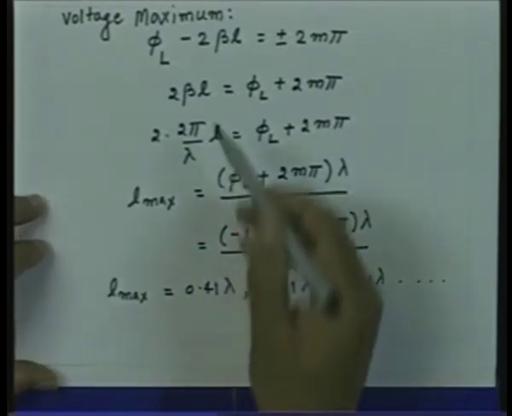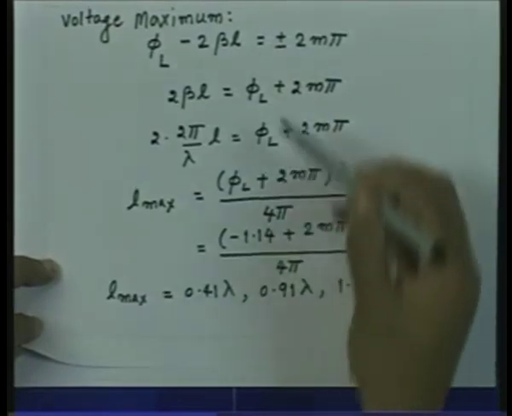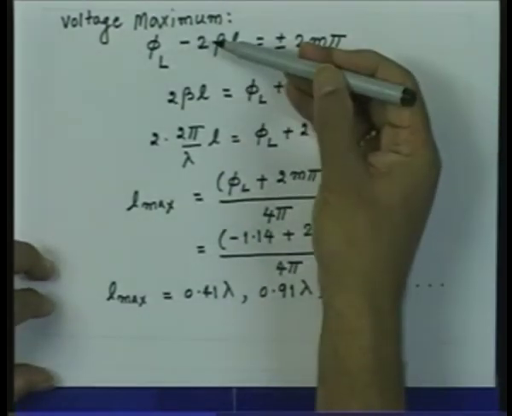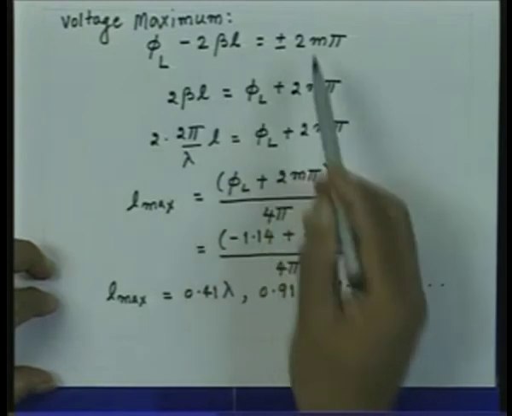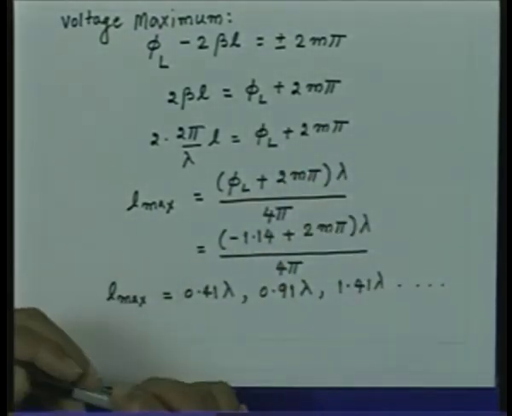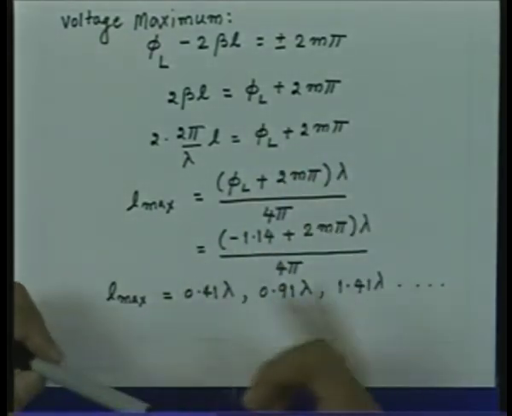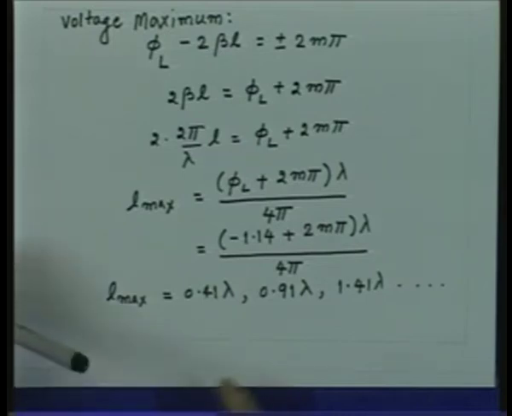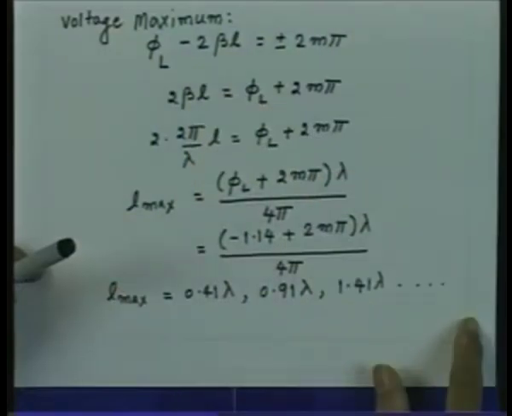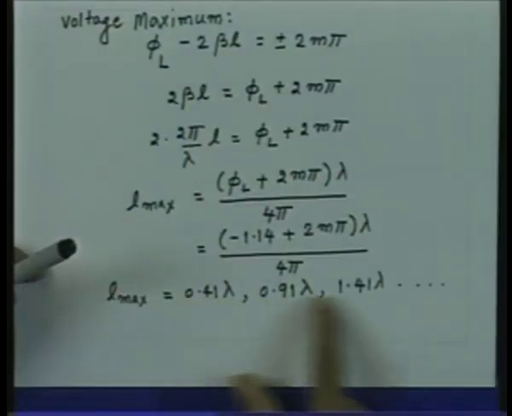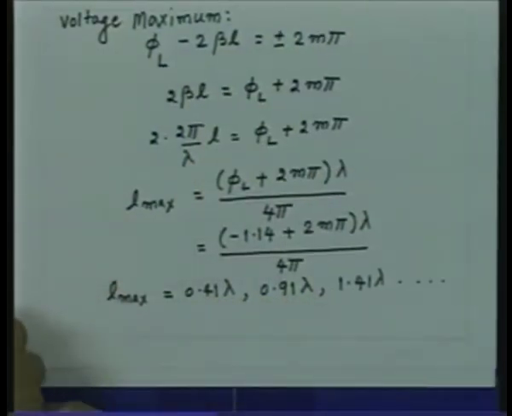To find out the current maximum: it occurs where voltage is minimum. That means when the phase creates destructive interference. Either we can go by that argument or we can say that the current maximum and voltage maxima are shifted by a distance of lambda by 4. So, if I add lambda by 4, or 0.25 lambda, to all these values, I will get the location of the current maximum. So, by substituting into this, I can get the location for the current maximum.